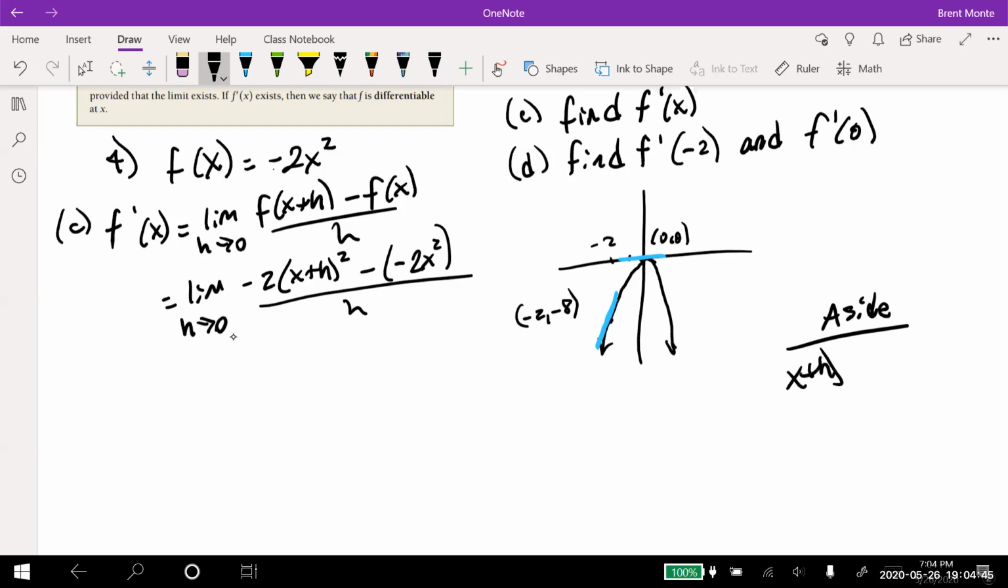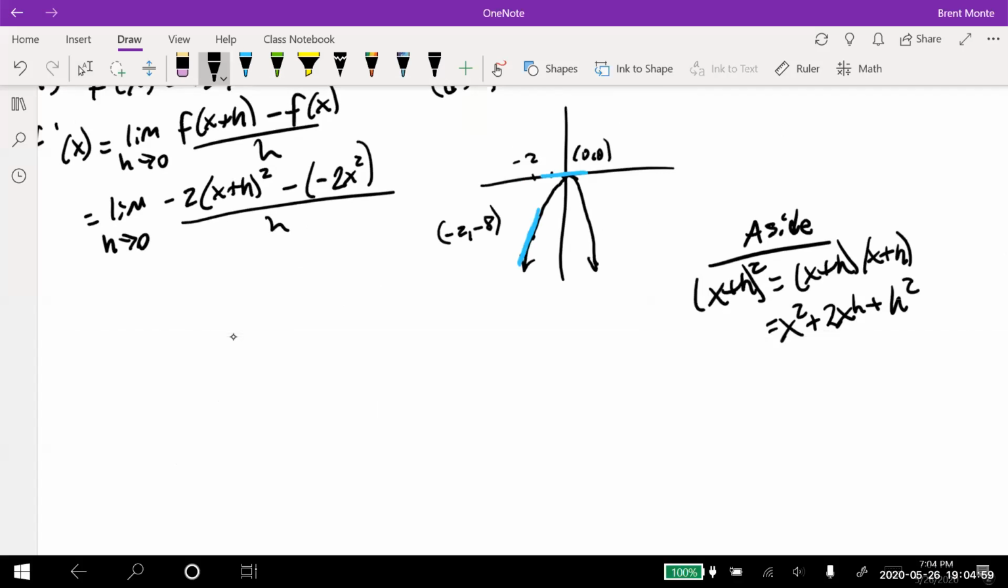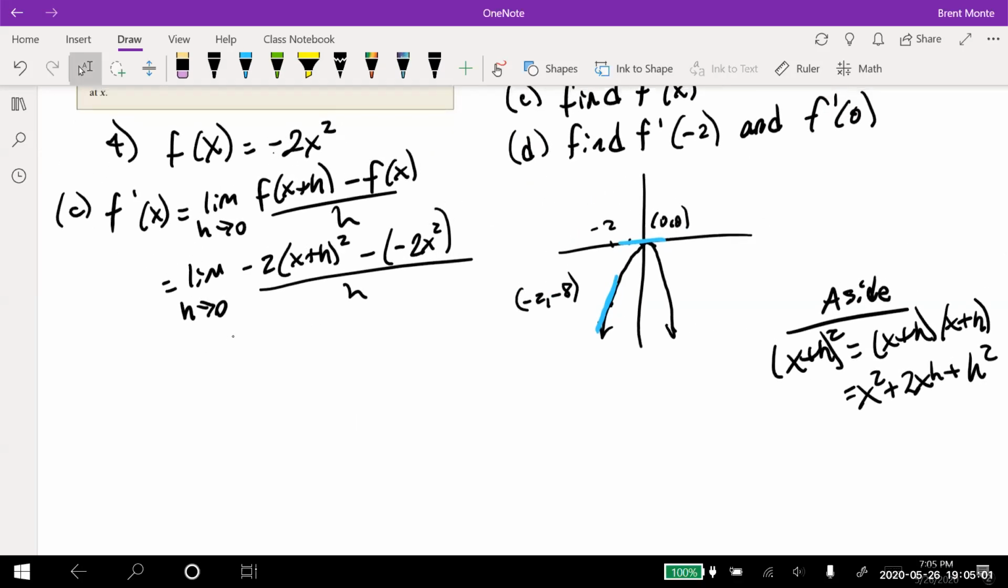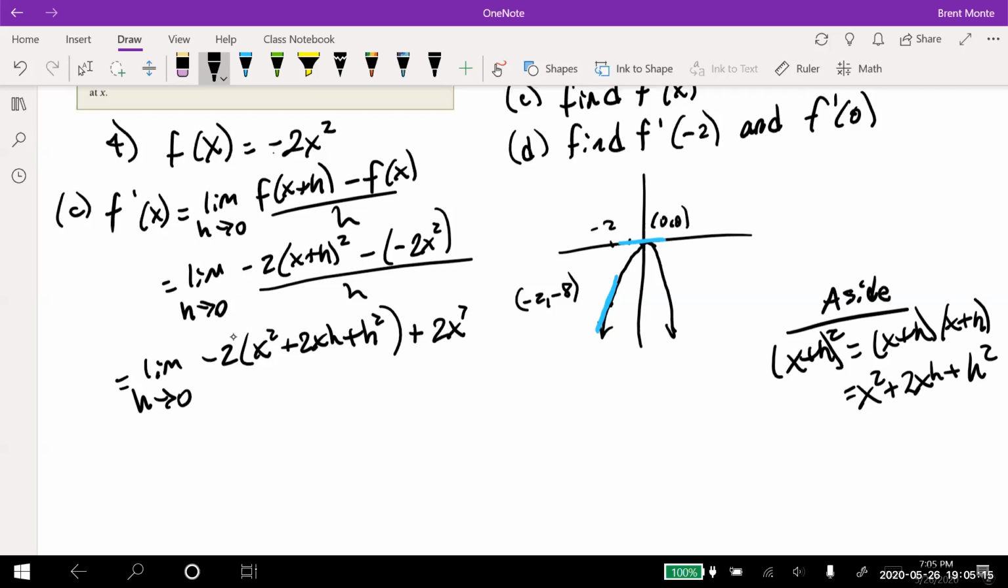Remember, x plus h squared is x plus h times x plus h. I'm not going to multiply that out, but remember that was x squared plus 2xh, we did this in the last section, plus h squared. Okay, so I've got the limit as h goes to 0 of negative 2 times x squared plus 2xh plus h squared, plus 2x squared, all over h.